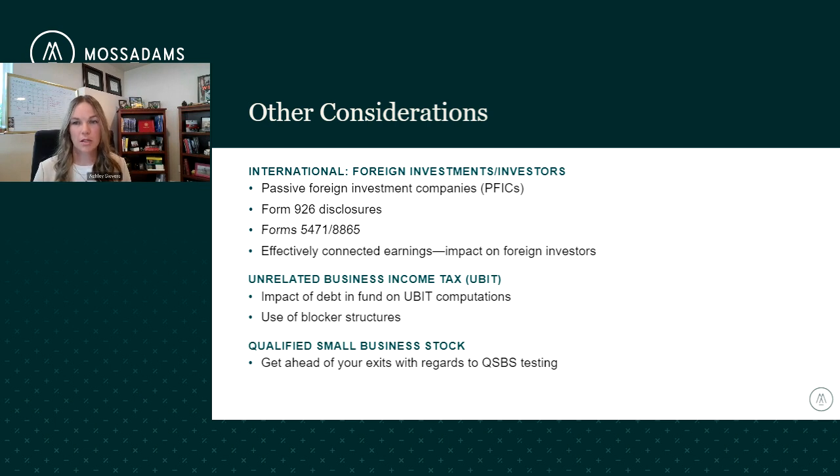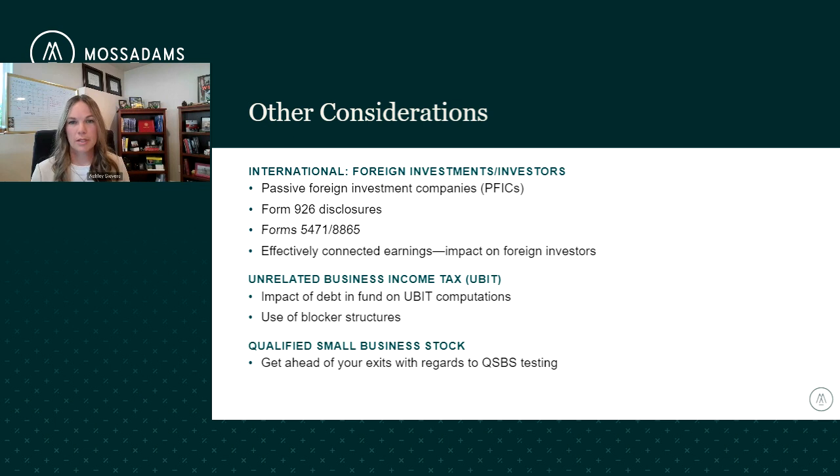Effectively connected earnings could be subject to withholding of 30%. So be mindful of those. Funds and foreign investors can both put blockers in place to help mitigate this, but that should be discussed ahead of time so that there can be a pretty good strategy around that.